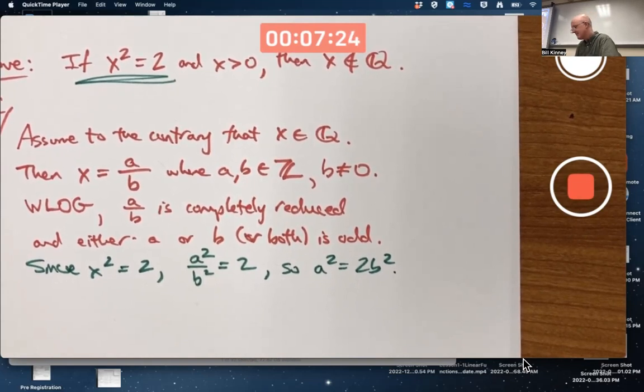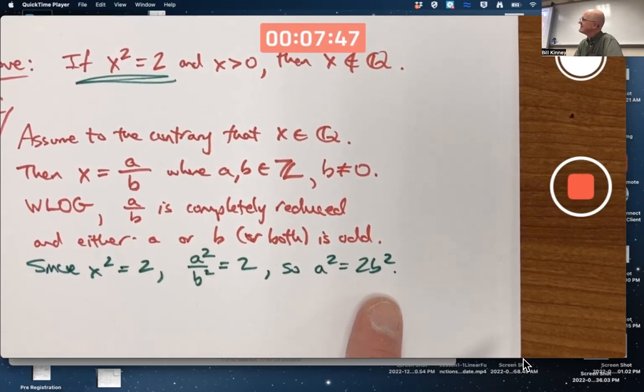So what? Stare at that for a while. Maybe go get some coffee. Stare at it some more. Maybe go take a nap. Stare at it some more. And then all of a sudden you realize, hey, you know what? That's telling me something kind of significant. It's telling me A squared must be even because it's 2 times some integer. I guess A must be the even number. That seems a little weird.